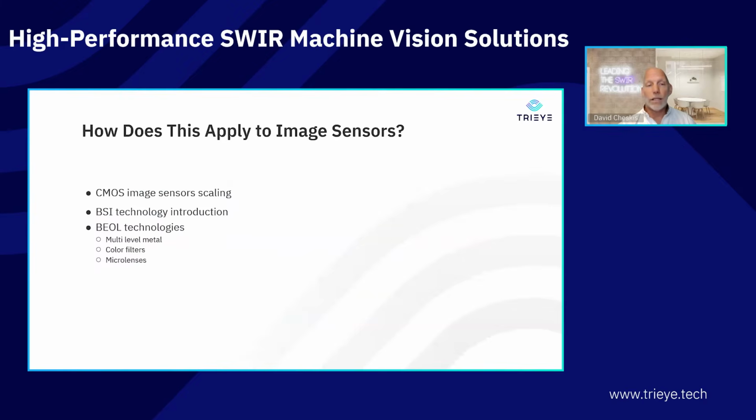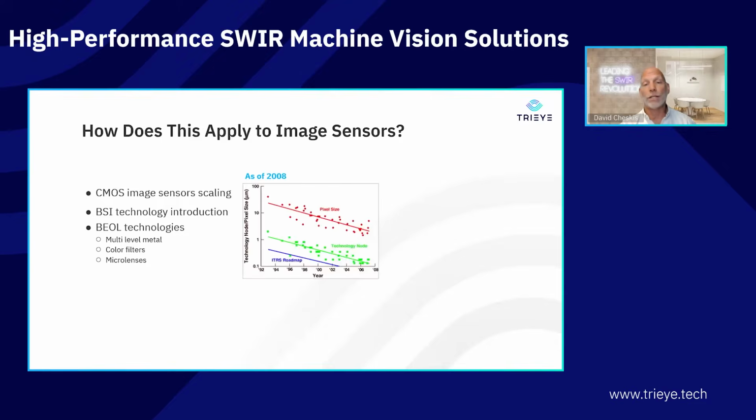And what that looks like is we want to talk today about how that applies to image sensors. And in the CMOS image sensor space, that's really allowed us to continue to scale with Moore's law down CMOS image sensor scaling. But it allows us to introduce other technology like BSI, backside illumination technology, or allows us to use things on the back end of the line like multi-level metal, color filters, micro lenses that allow us to not just improve the capabilities, but change the capabilities of image sensors today.